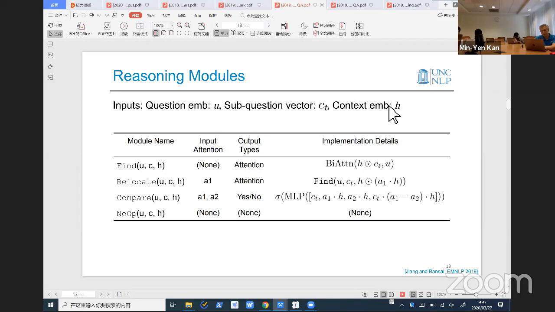So these are kind of hand-engineered modules, right? Yes, these are hand-engineered, and you can see that each module is represented by a very simple neural network. For example, the first one is a simple bi-attention, and the compare one is just an MLP and a sigmoid. So for relocate, how does it know where to go? It is jointly trained end-to-end. When you compose these modules together and you have a signal at the top, you propagate the errors all the way back to train each module.